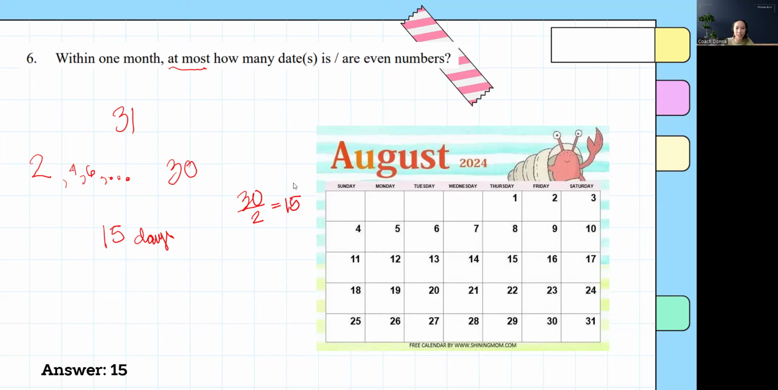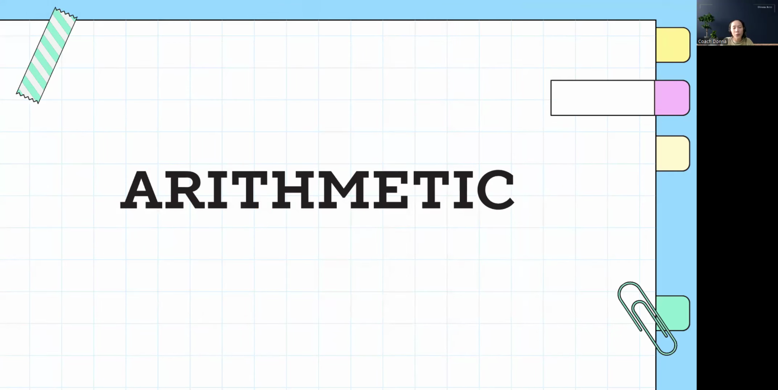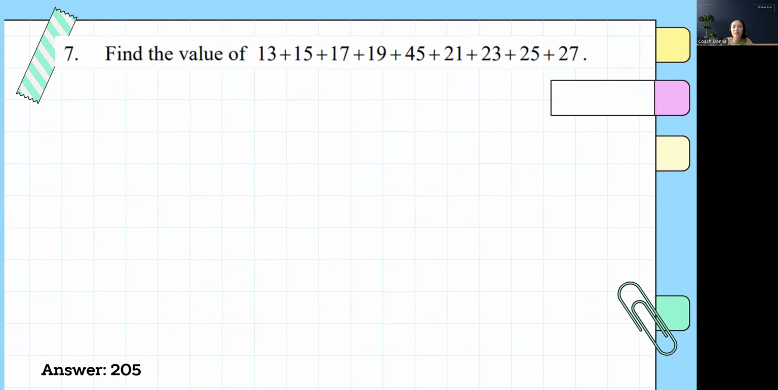Let's have number 7. Okay, so we're now in the arithmetic part. All right, we have this one. Find the value of 13 plus 15 plus 17 plus 19 plus 45 plus 21 plus 23 plus 25 plus 27.